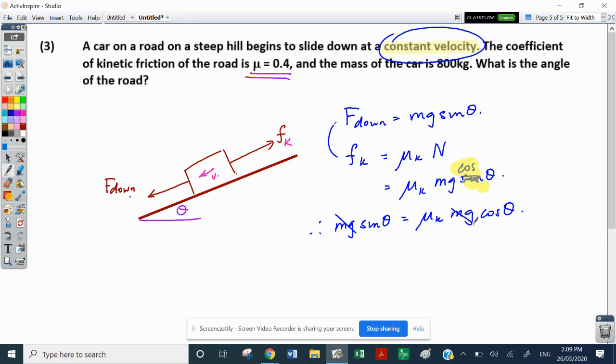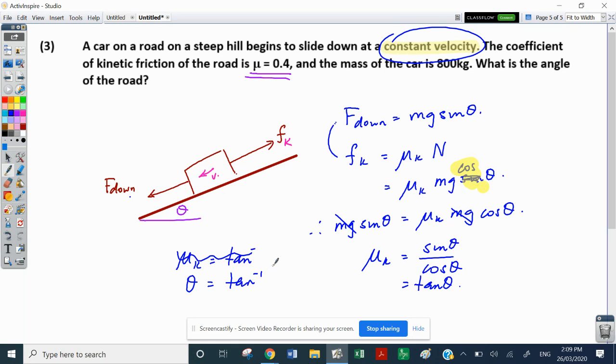Cancelling the mg's on both sides, mu k must equal sine theta over cos theta. Once again, it's tan theta. So theta is tan to the minus 1 of 0.4. Let's do that. Shift tan of 0.4. That's 22 degrees. Okay.